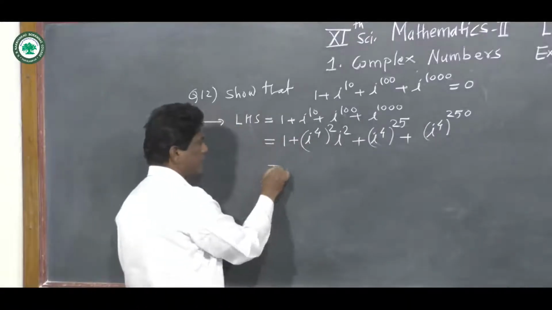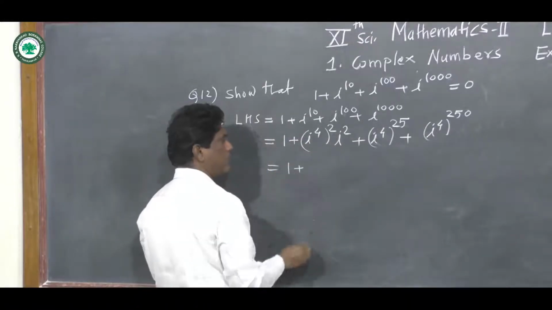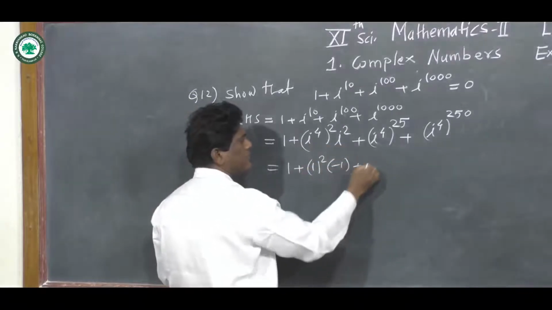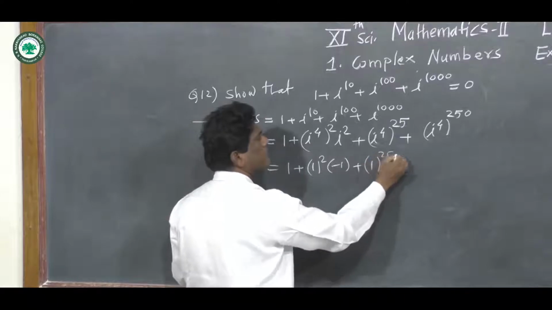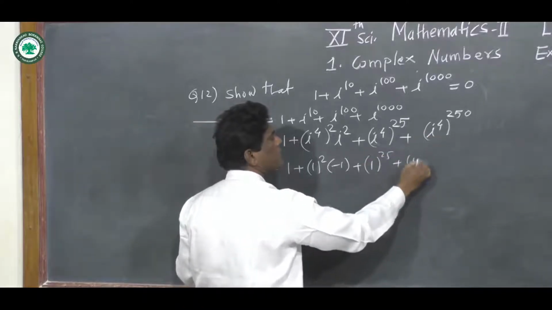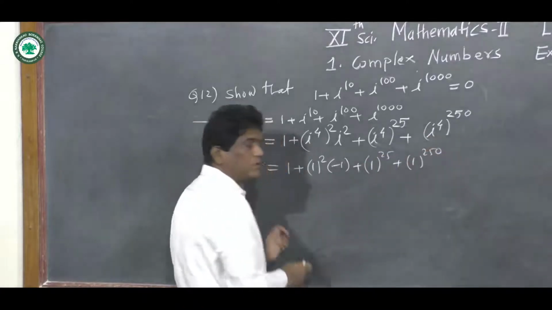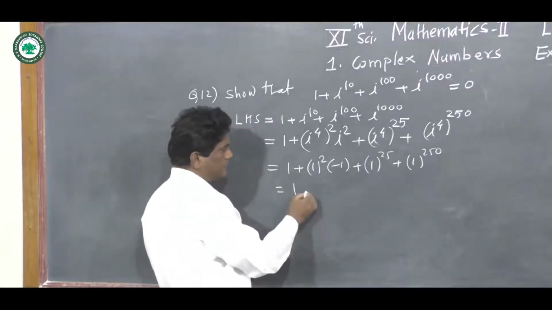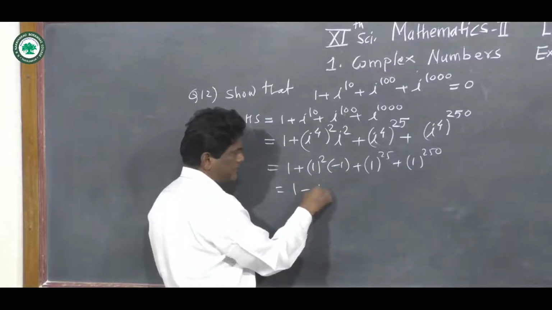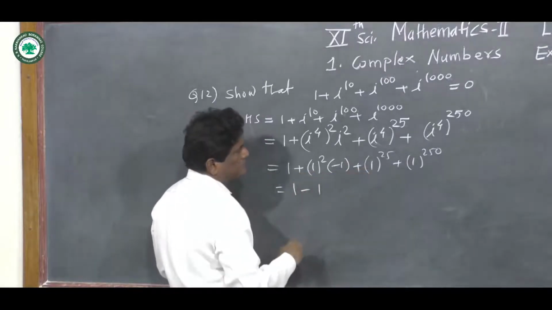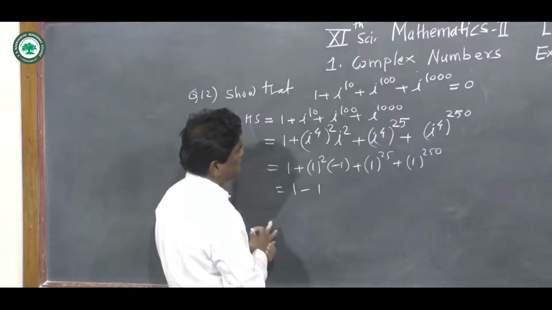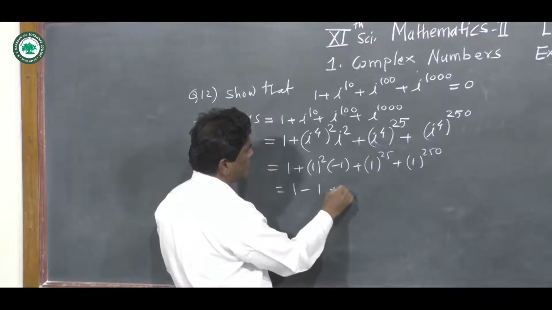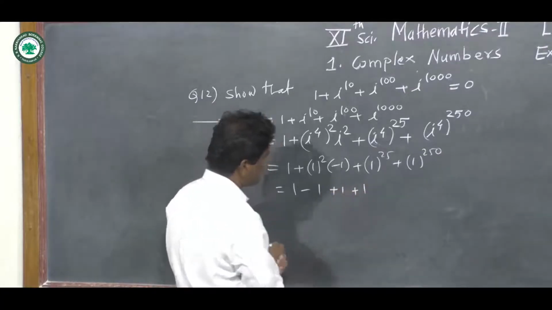And therefore here we get 1 plus i to the power 4, that is 1, so 1 square, i square is minus 1, plus i to the power 4 is 1, 1 to the power 25, plus i to the power 4 is 1, 1 to the power 250, 1 to the power anything is equal to 1. And therefore we get here 1, here 1 square 1 into minus 1, that is minus 1, here plus 1 and here also plus 1.